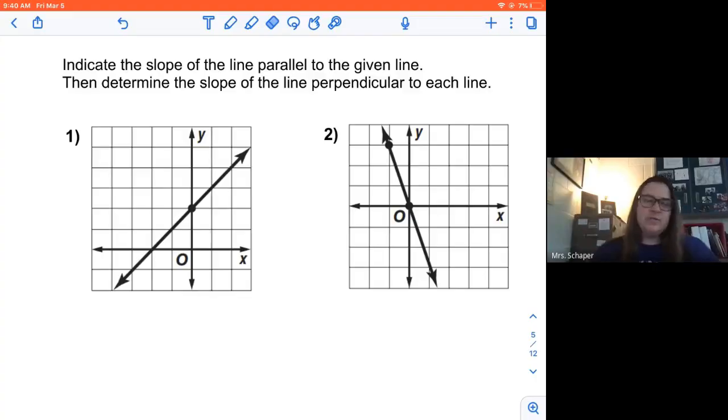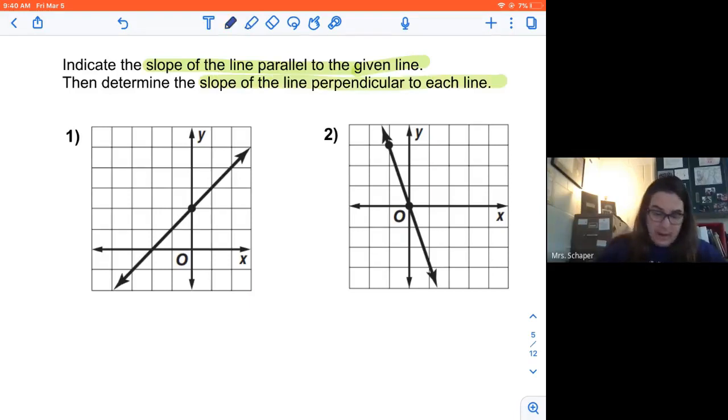Hey, mathematicians, we're going to be talking some more about slope-intercept form and parallel and perpendicular lines today. What we're going to do here is take a look at some graphs and try to find the slope parallel and perpendicular to it, really working on those skills, and we're going to end by writing equations in slope-intercept form that are parallel to or perpendicular to. So our goal today is to find the slope of the line parallel to the given line and find the slope of the line perpendicular to the given line.